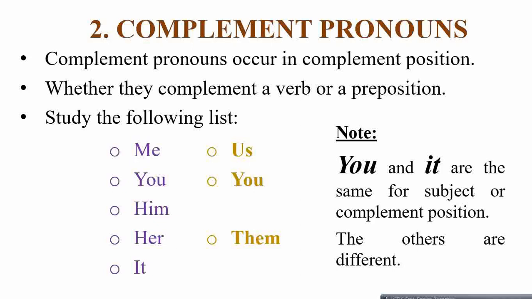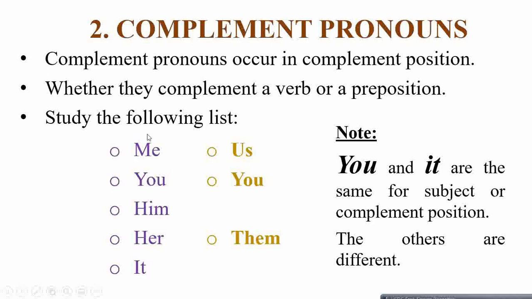सेकंड type है complement pronouns. Complement pronouns are in the complement position. अगेन आप recall करें sentence structure को जो हमने study किया था, जिसमें first position आपकी subject की होती है, followed by verb, then complement and a modifier comes. So complement pronoun आपकी complement position पे आता है in sentences, whether they complement a verb or a preposition.